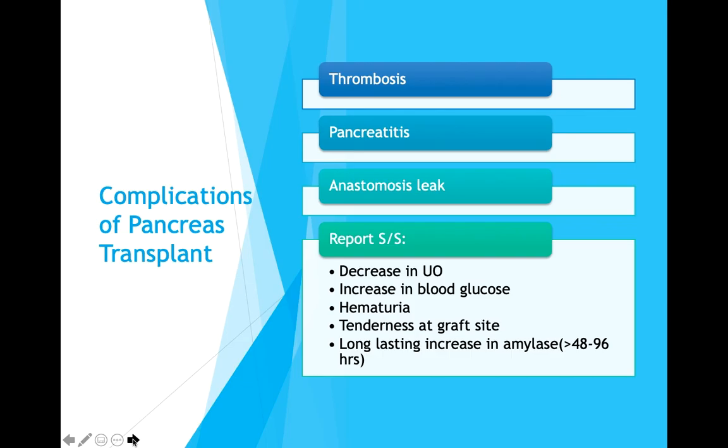Some of the signs and symptoms that the nurse will be looking for would be a decrease in the urine output, an increase in their blood glucose, because again, that pancreas isn't working, hematuria, if there's tenderness at the graft site, and if their amylase increases and then stays up, that can also be a sign, symptom of pancreas transplant rejection.